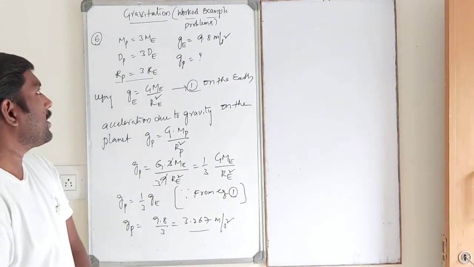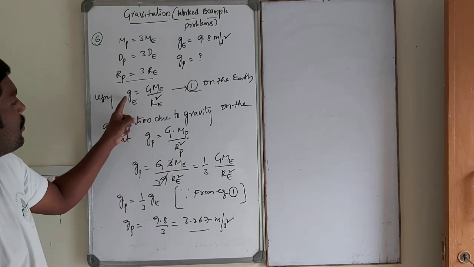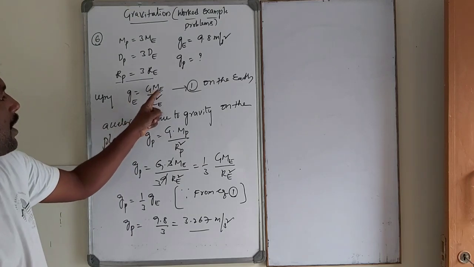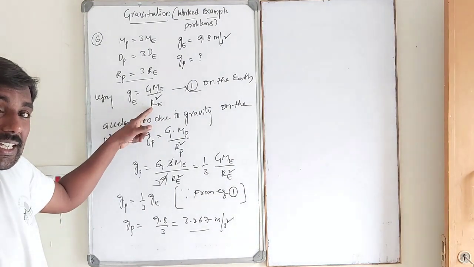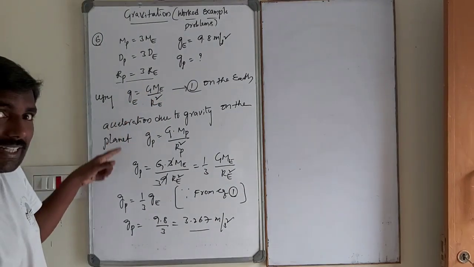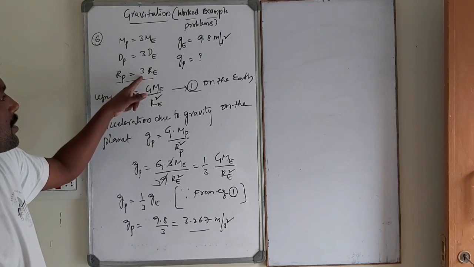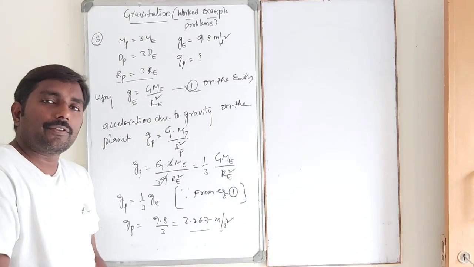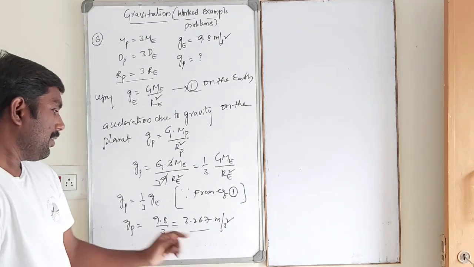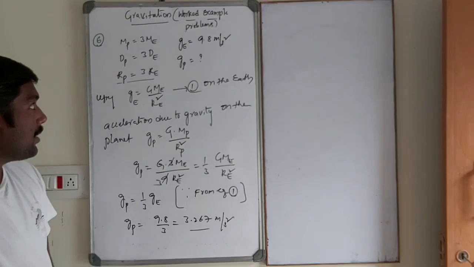Actually, acceleration due to gravity is directly proportional to the mass. Mass increases, gravity also increases. But when the radius increases, acceleration due to gravity decreases. The radius is 3 times, so it is raised 9 times since it is squared, and so the acceleration due to gravity decreases. Okay, acceleration due to gravity decreases.